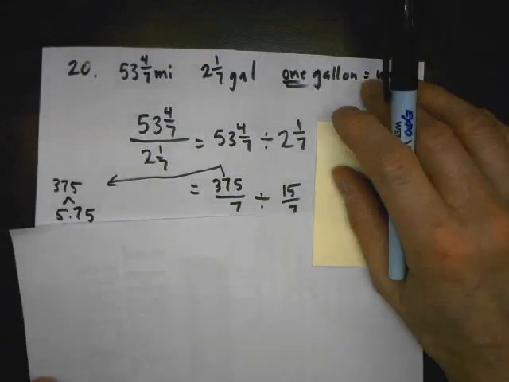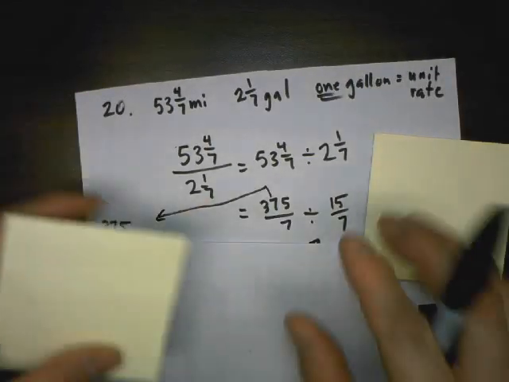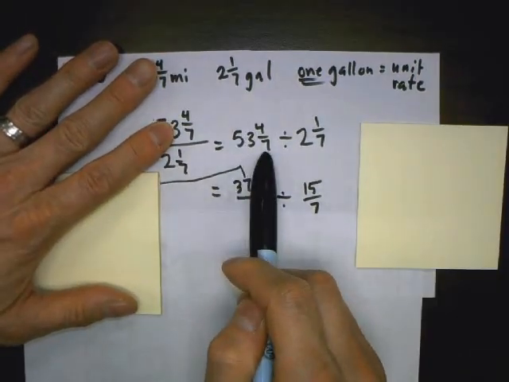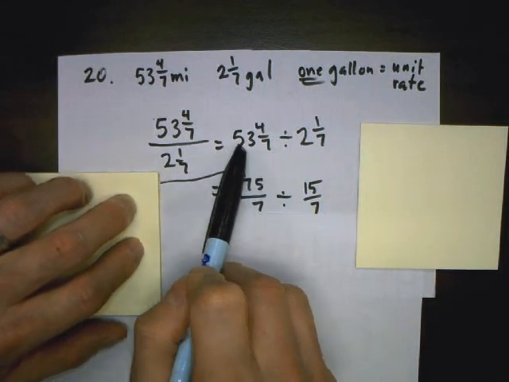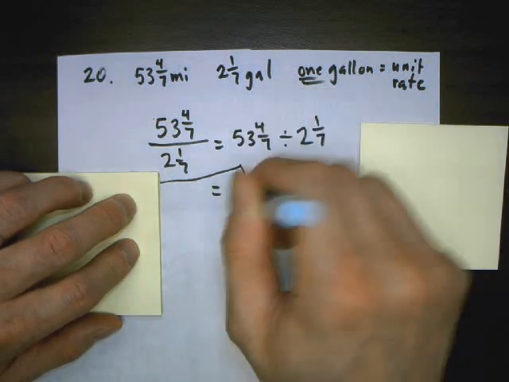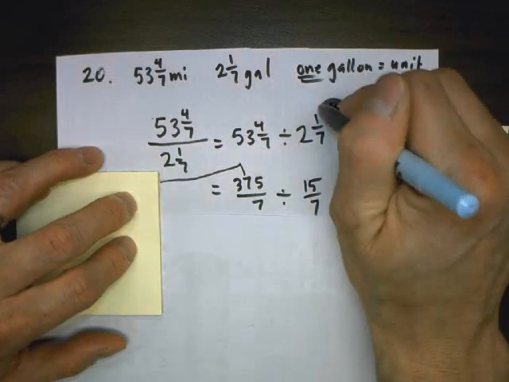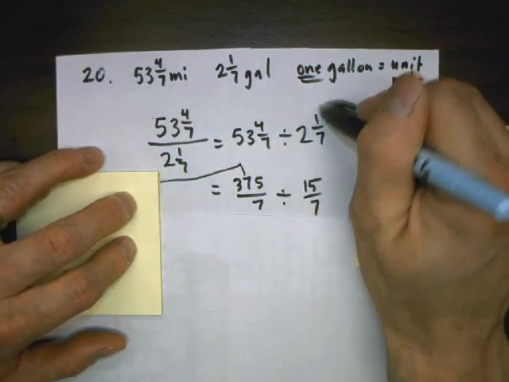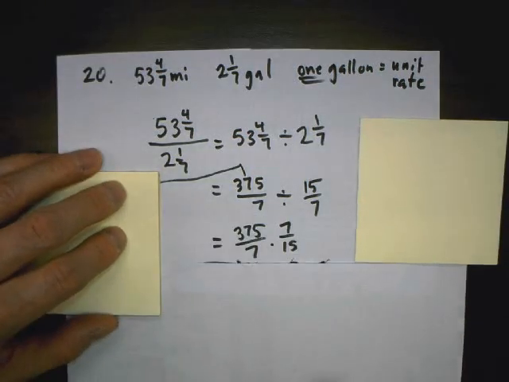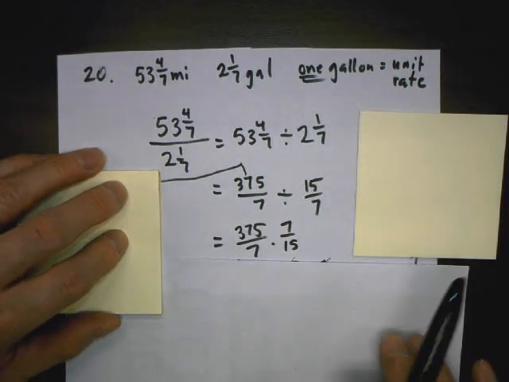How do we divide mixed numbers and fractions? Well, we make everything into a fraction first. 53 4/7: I go 7 times 53, then plus 4 to get 375 over 7. 2 1/7: I go 7 times 2 plus 1. I start from the bottom and work my way up. 2 1/7 is the same number as 15/7. How do I divide fractions? I multiply by the reciprocal. I keep, change, flip. You guys remember that?